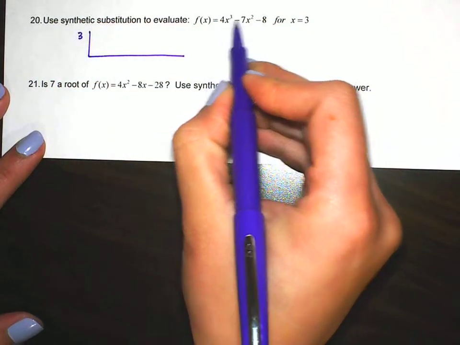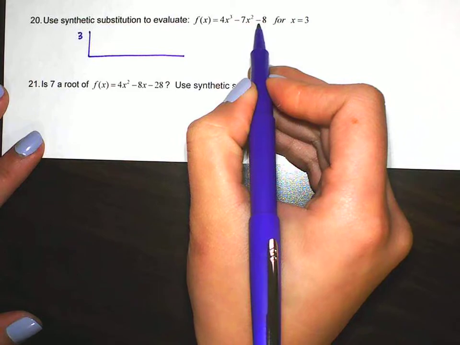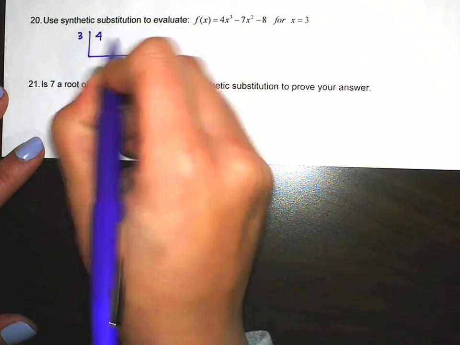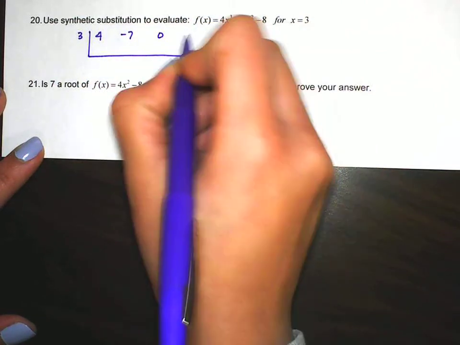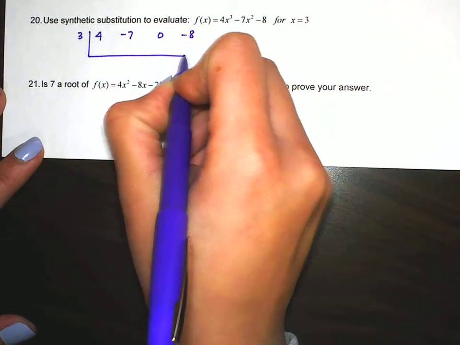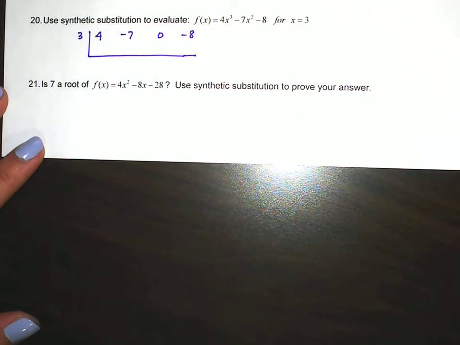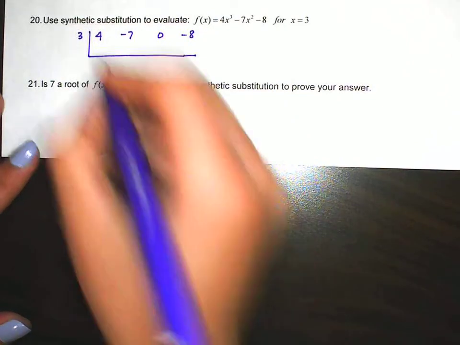As I look at this problem, I see that there's no x's, so I need to make sure that when I write the coefficients on the top line, I have 4, -7, no x's, and then a -8 for my constant. I have that placeholding 0 there. It's really important that you guys have that. So let's run through the process.